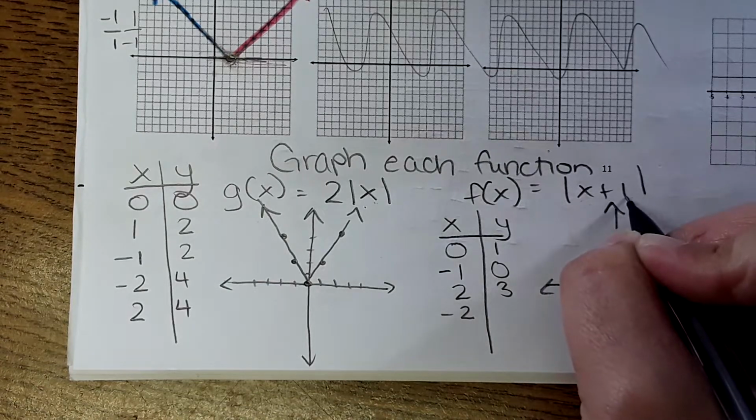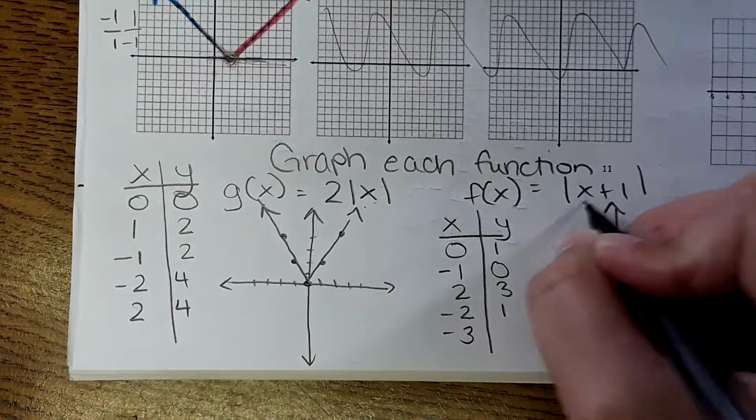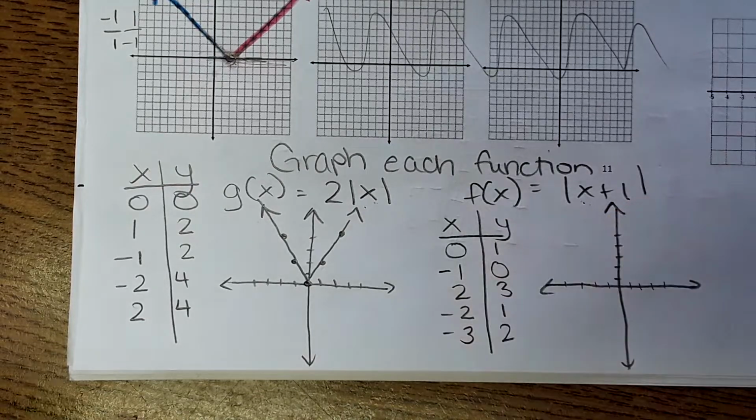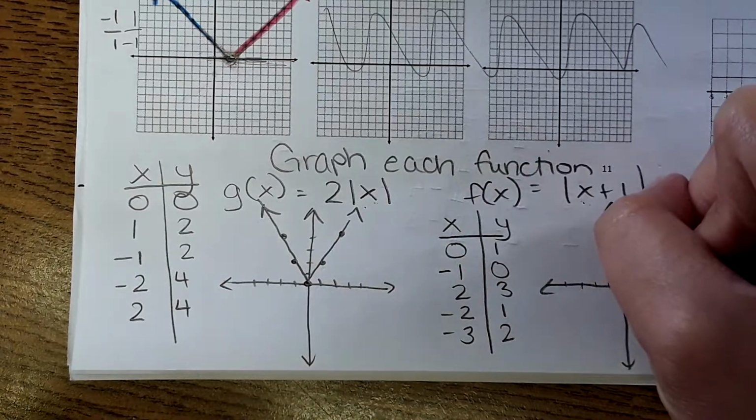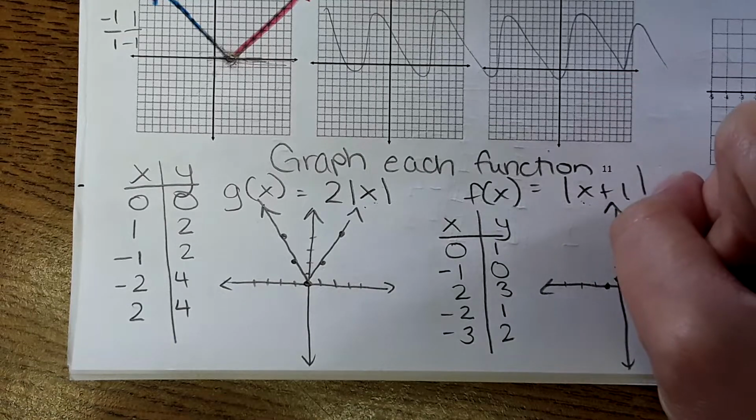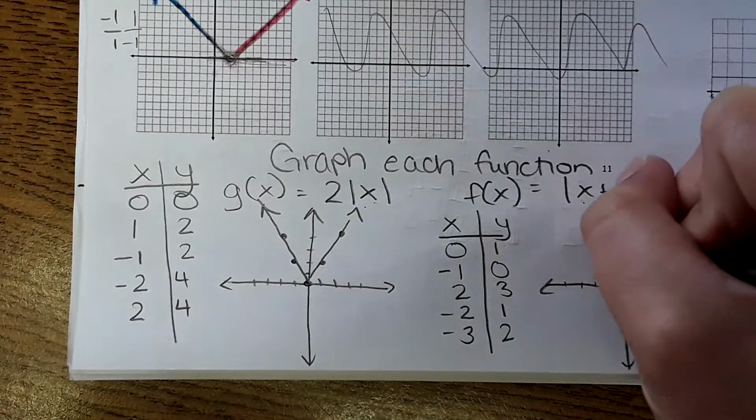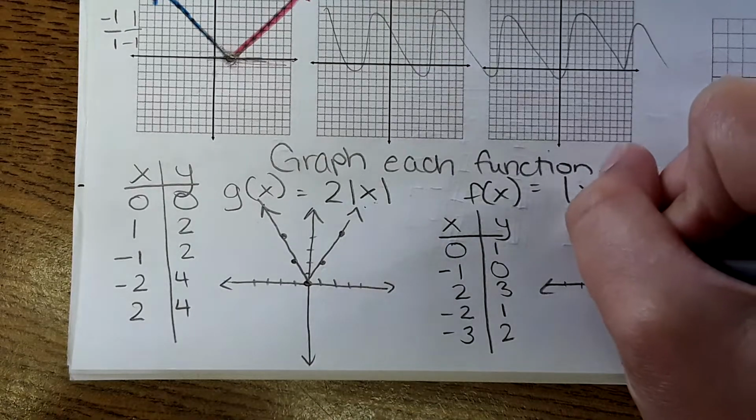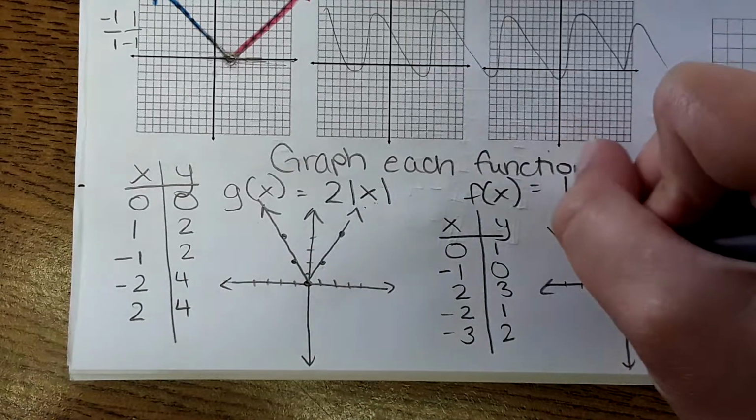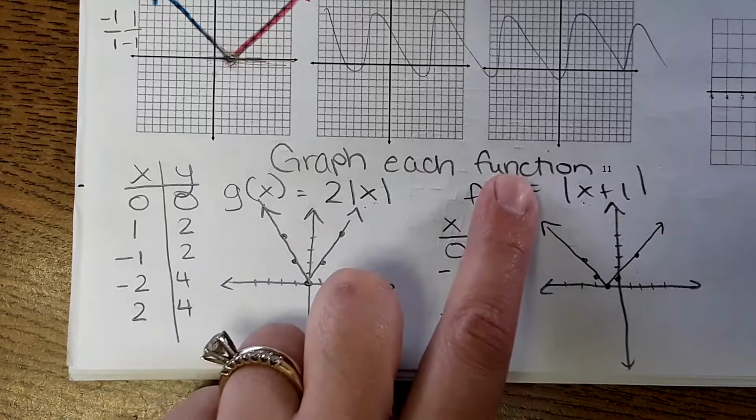-2, I would get 1. So -2 plus 1 would be -1. Absolute value of that would be +1. Another number, maybe -3. -3 plus 1 would be -2, which would be +2. Now that I have various points, I can graph it. (0, 1), (-1, 0), (1, 2), (2, 3), (-2, 1), and (-3, 2). So it looks like this. So if you get that on the homework, all you have to do is match this to the graph.